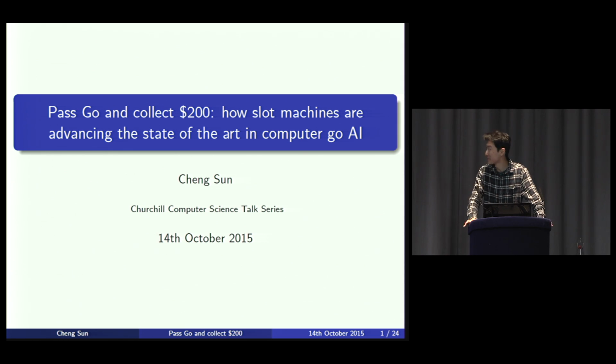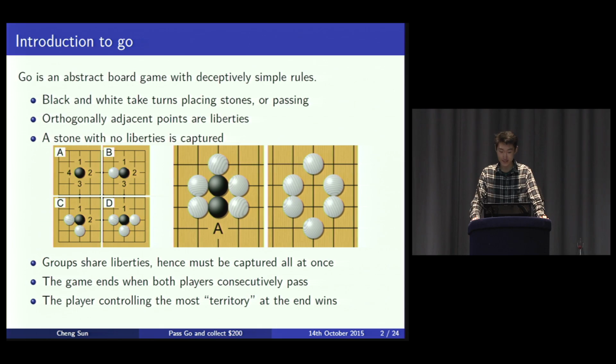I'm going to be talking a bit about the board game Go and the state of the art in computer Go AI. So first, a brief introduction to Go. Go is a board game which was invented in ancient China, and it's still very popular in East Asia. It's an abstract two-player board game with perfect information, and it has really, really simple rules.